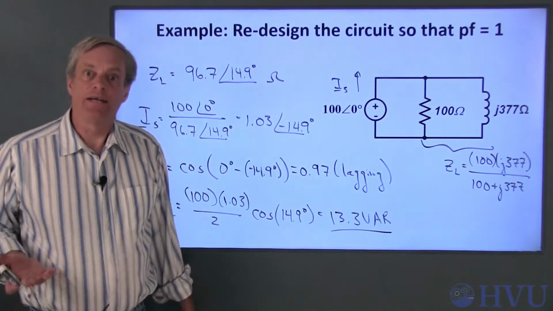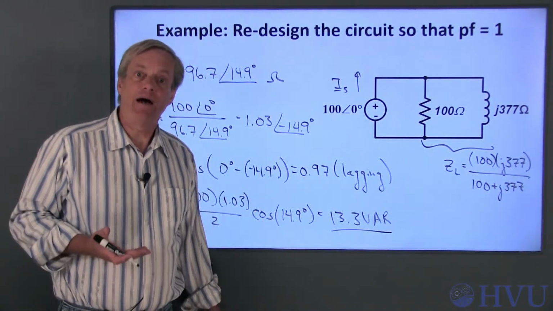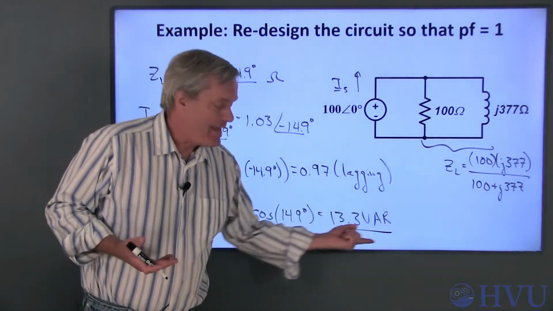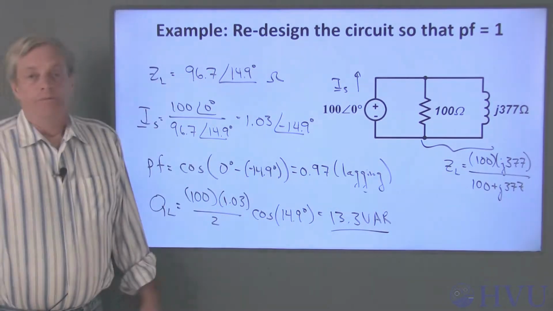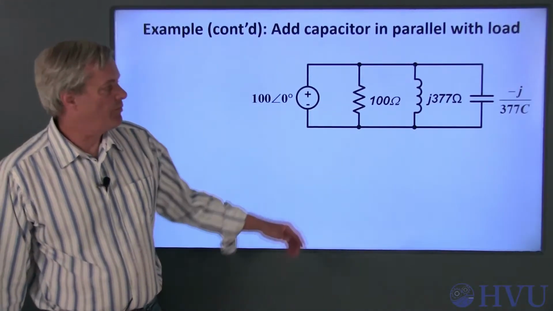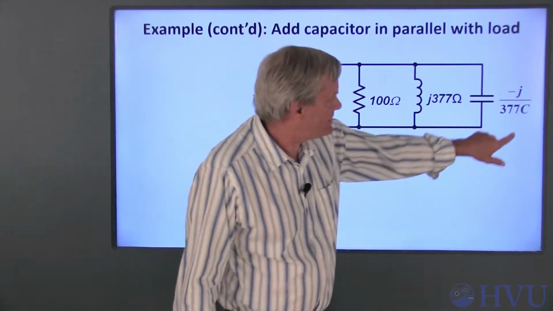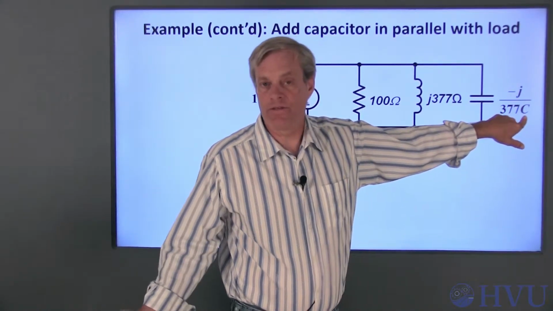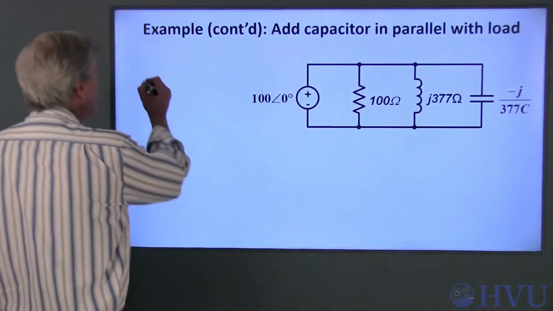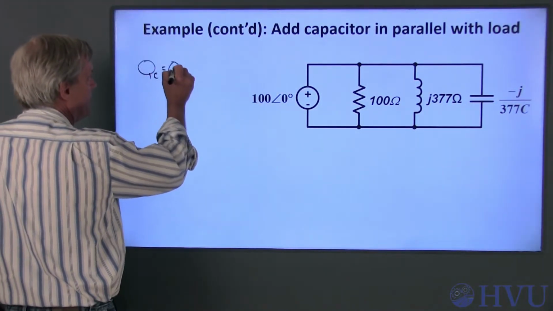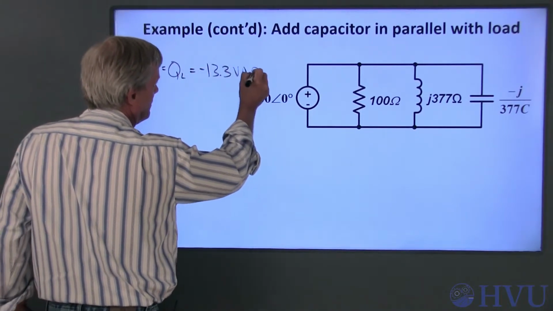We can do that by adding a capacitor in parallel with the load such that the added reactive power due to the capacitor exactly cancels out this 13.3 VAR. This is the circuit with the added capacitor in parallel with the load. We want to choose the capacitance C that will exactly cancel the 13.3 VAR reactive power of the original circuit. So we want Q sub C to be the negative of our Q sub L, which is negative 13.3 VAR.